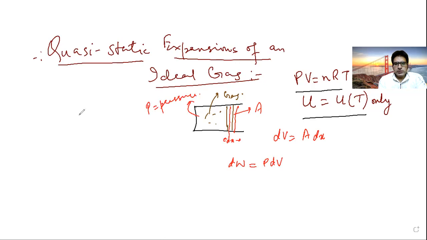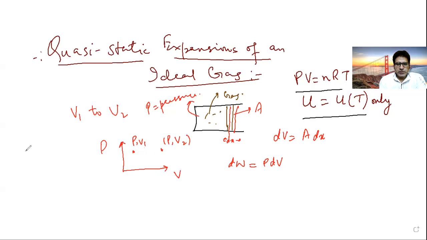Now, if gas moves from some volume V1 to volume V2, we know this will be shown in the PV diagram like this. Gas will have some pressure P and volume V1, then it will move to the same pressure, but volume V2. That means the process is occurring at constant pressure.